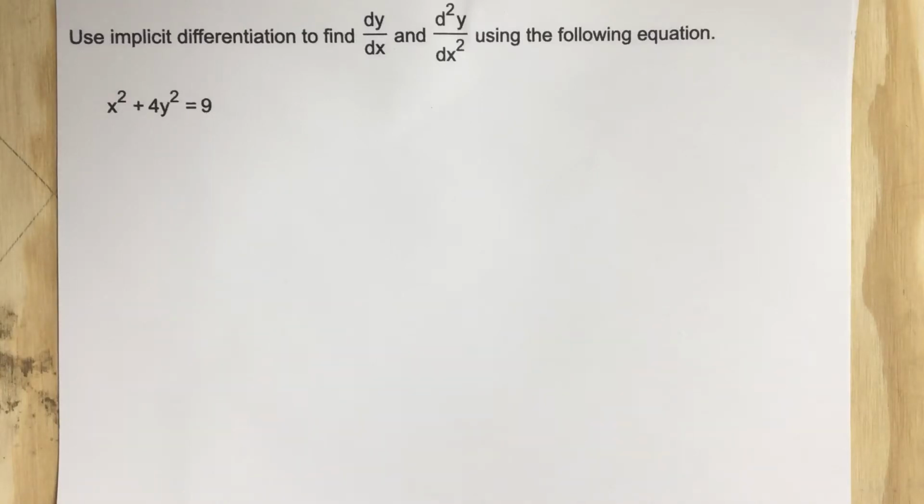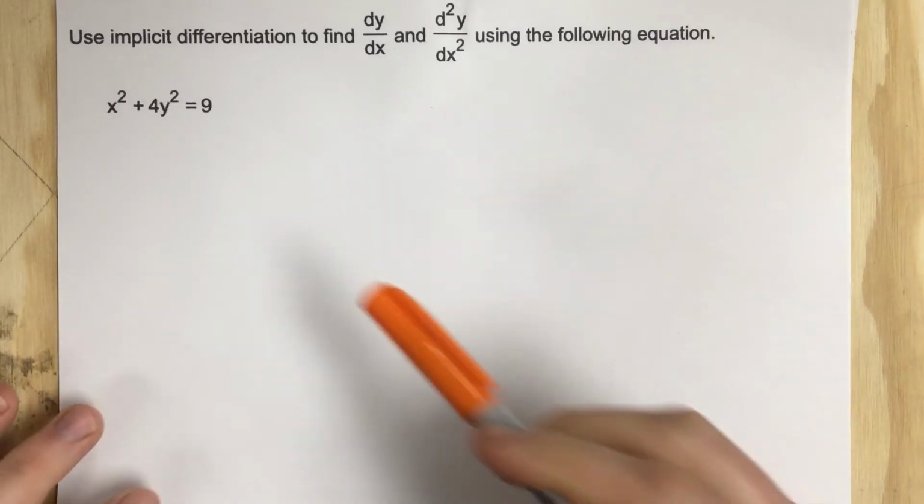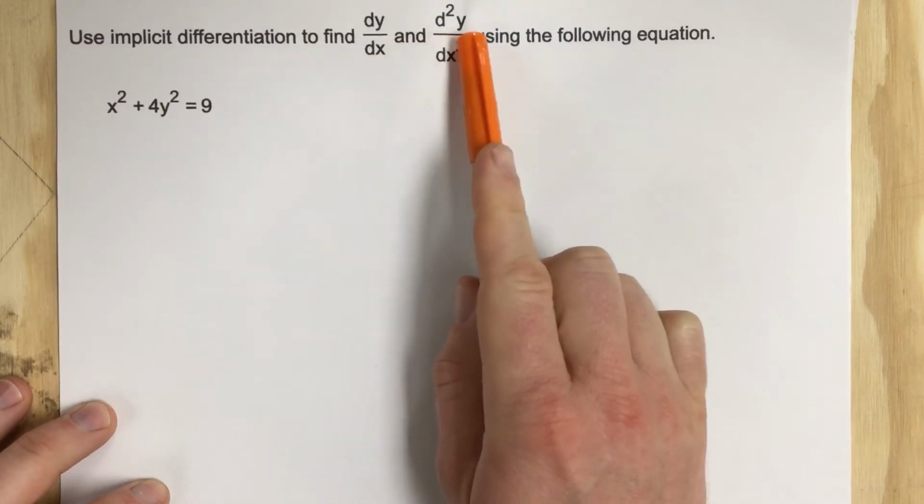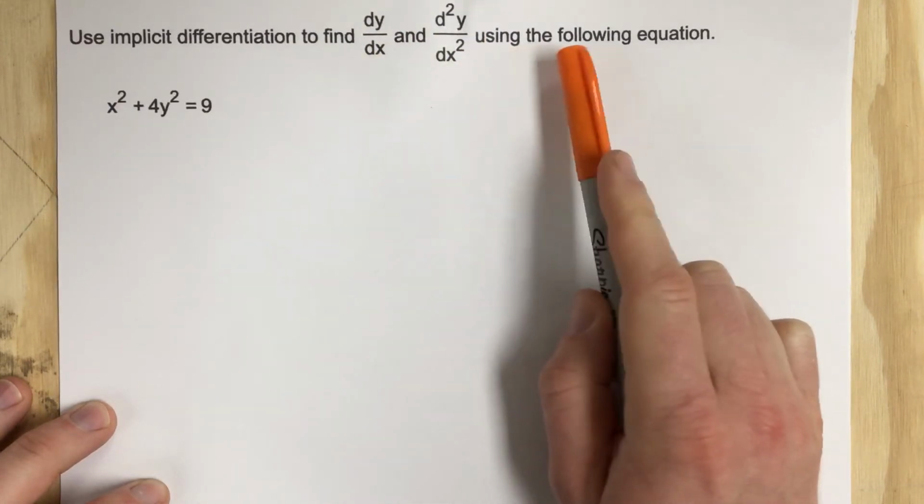This is problem number 5 from section 3.7. In this problem it says use implicit differentiation to find dy over dx and d squared y over dx squared using the following equation.